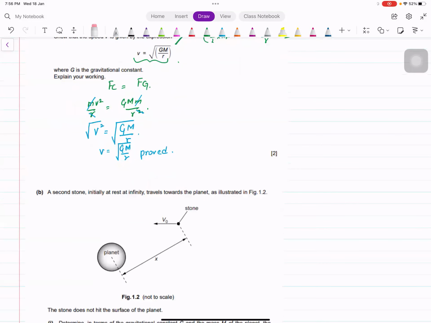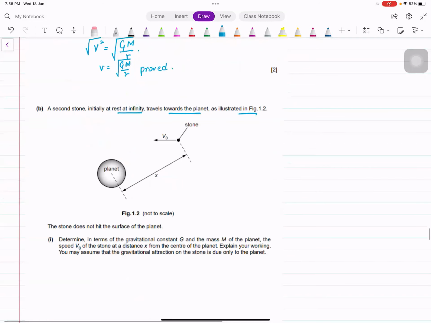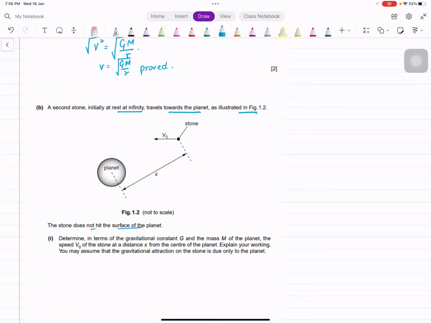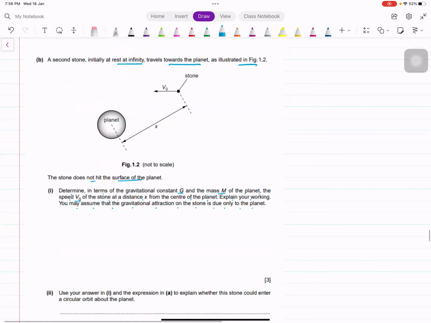Anyway, now it says a second stone initially at infinity travels towards the planet, and the stone does not hit the surface of the planet. Determine, in terms of the gravitational constant and the mass M of the planet, the speed v naught of the stone at a distance x from the center of the planet. Explain your working. You may assume that the gravitational attraction of the stone is due only to the planet. Okay, so it means it's isolated.